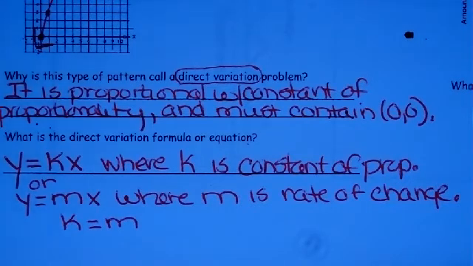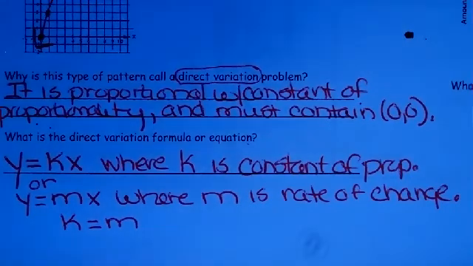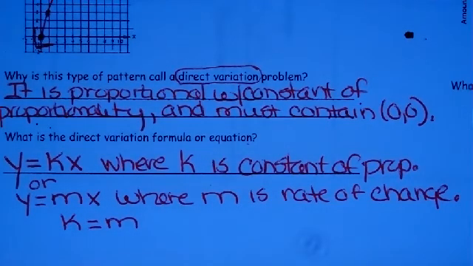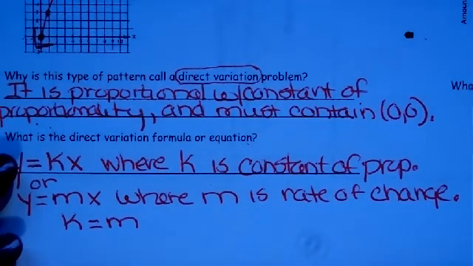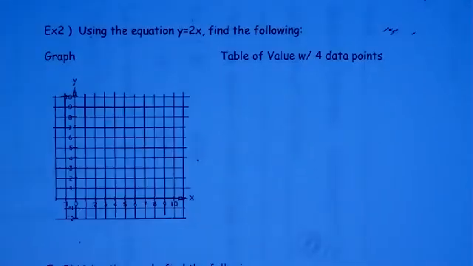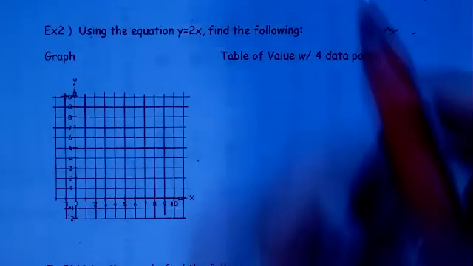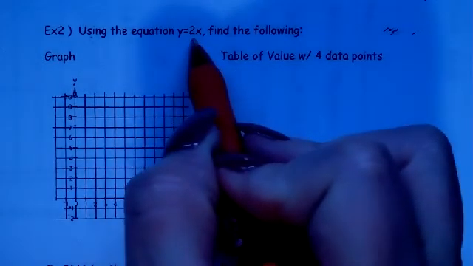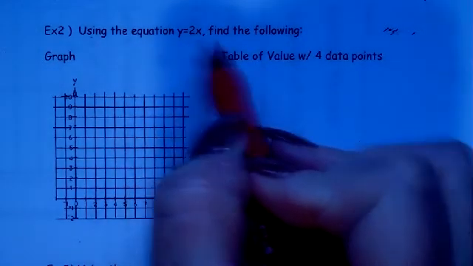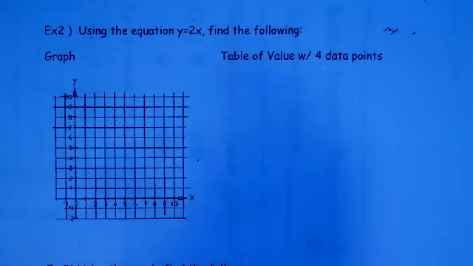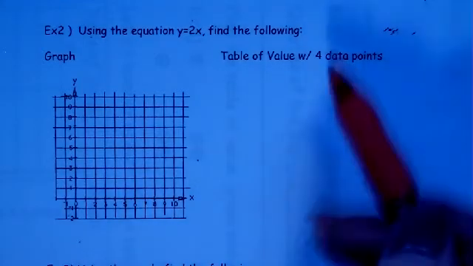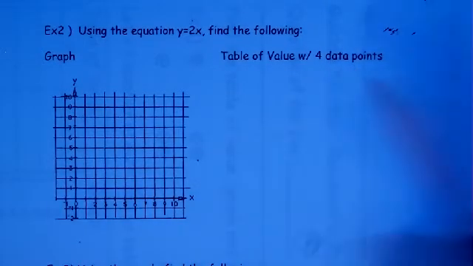Okay? Now, our first example, we took that table, remember, and we turned it into an equation and a graph. Let's see if we can kind of reverse the process a little bit. Okay, so let's look at example 2 right here. Example 2 says, I'm going to use the equation y equals 2x, and we're going to find a graph and a table of values with 4 data points.